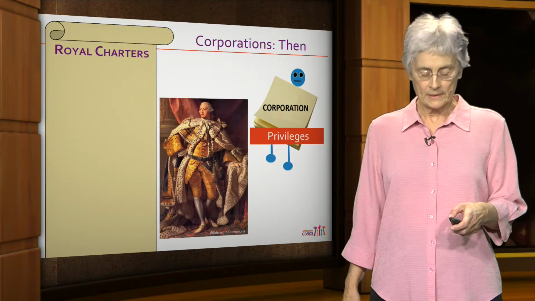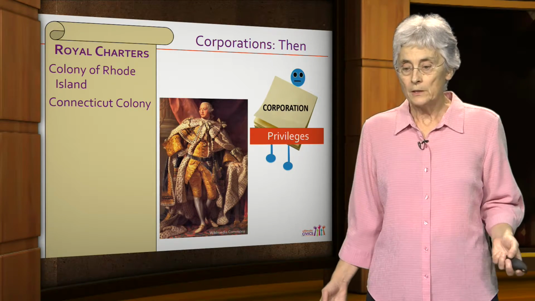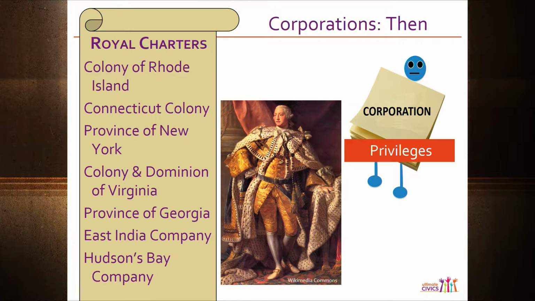You might be familiar with some of the names of these corporations: the Colony of Rhode Island, Connecticut Colony, the Province of New York, the Colony and Dominion of Virginia, the Province of Georgia, the East India Company, the Hudson Bay Company.